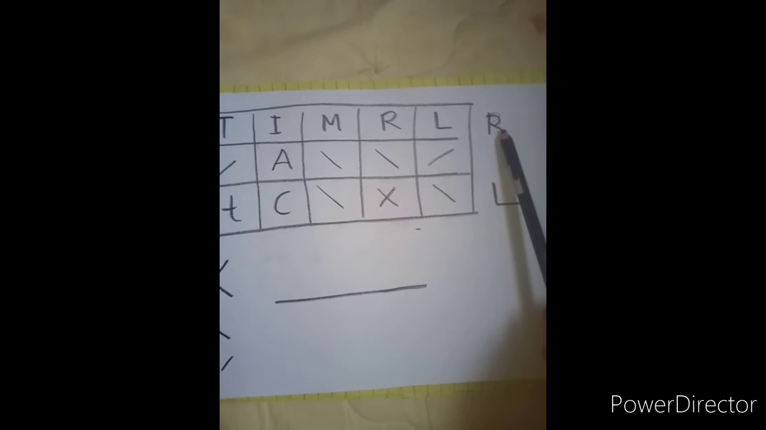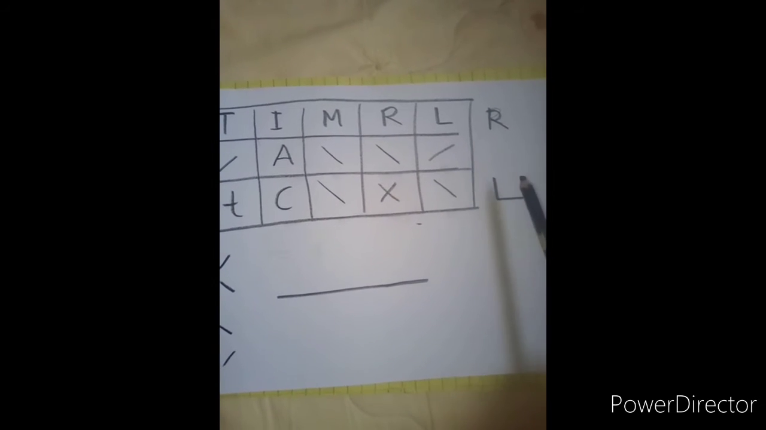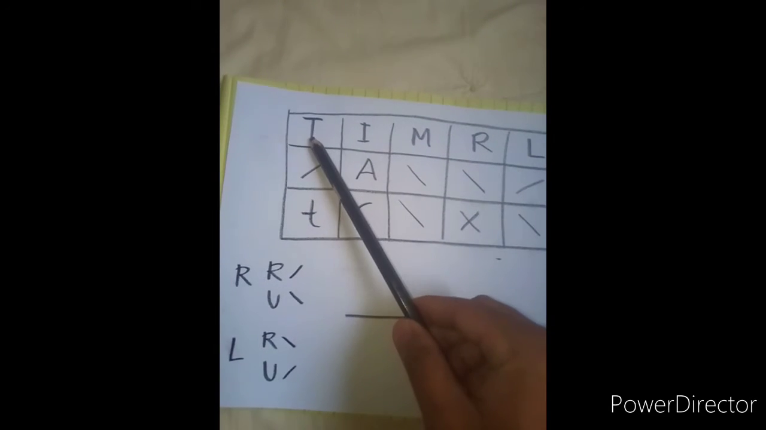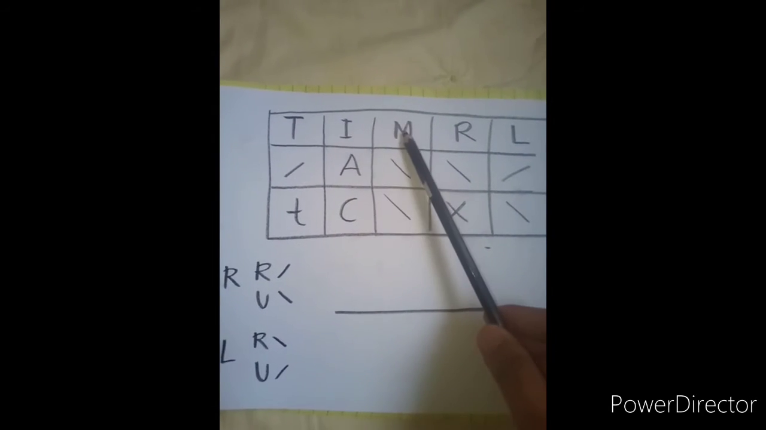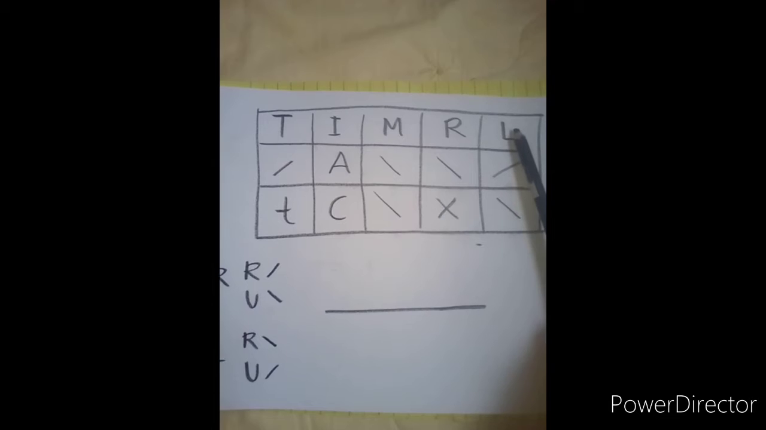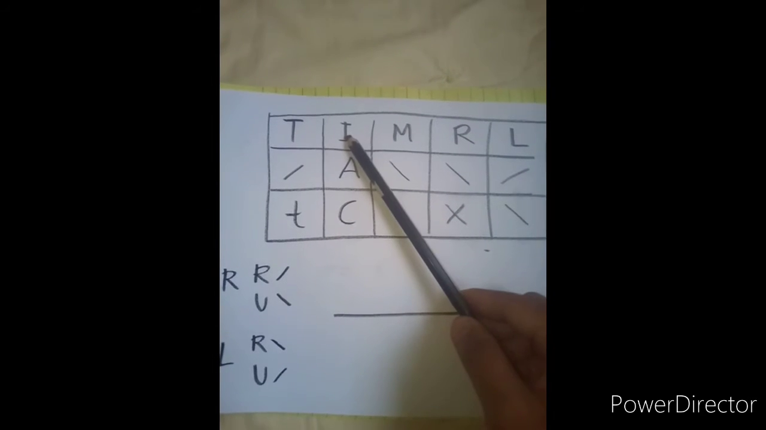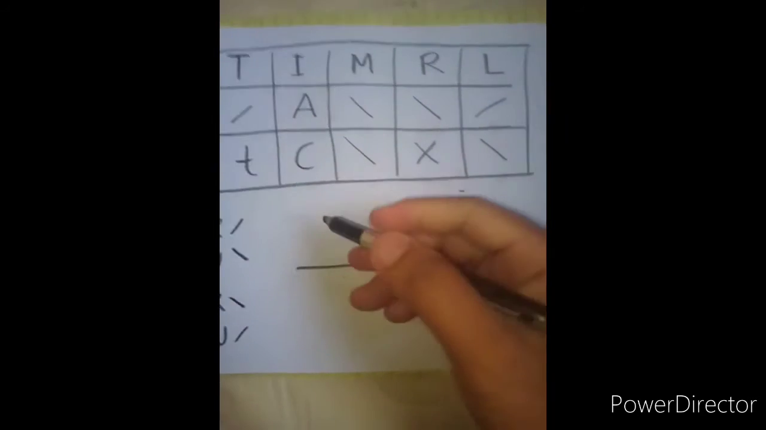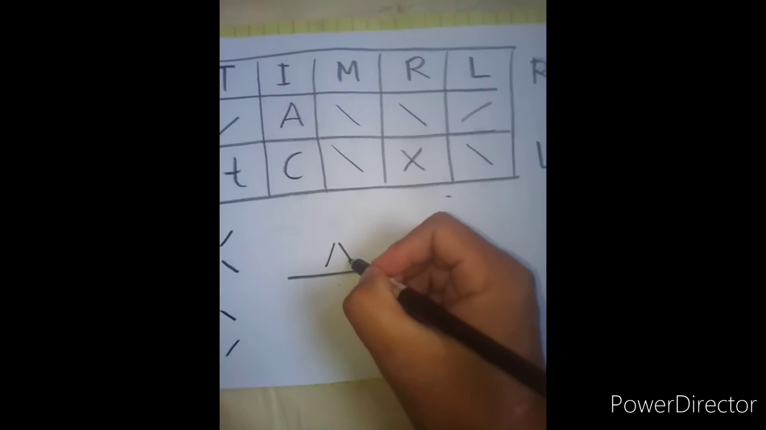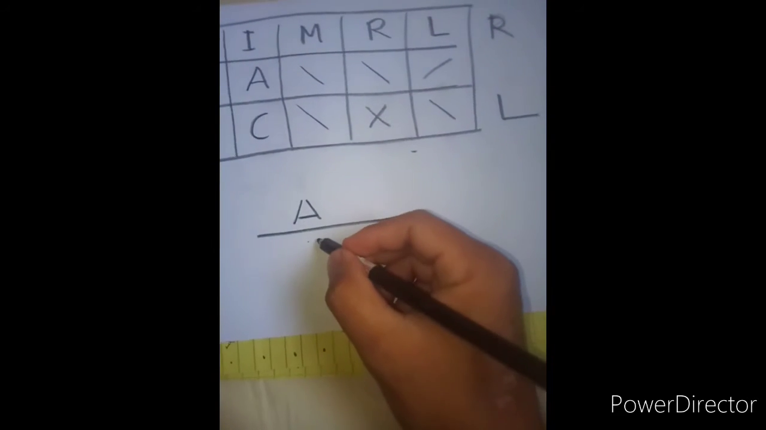R represents right hand and L left hand: thumb, index finger, middle, ring, and little finger. And if you notice, guys, that capital letters are found in the index finger, so we put A and capital C.